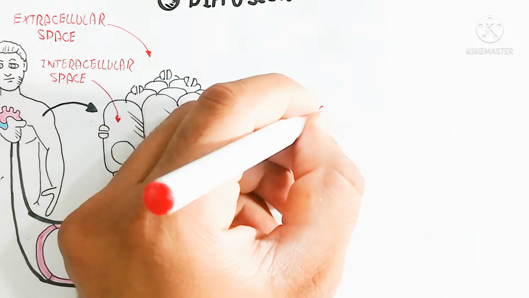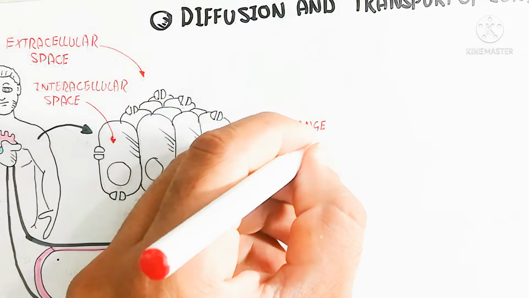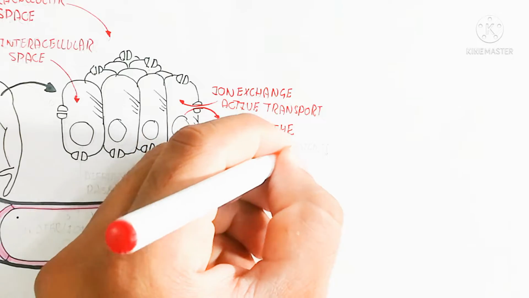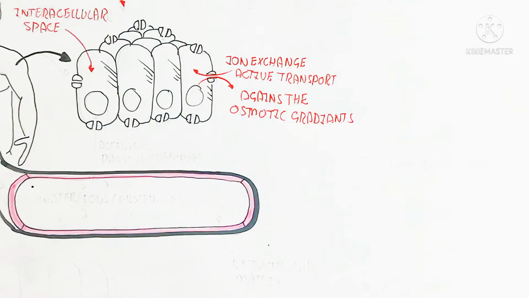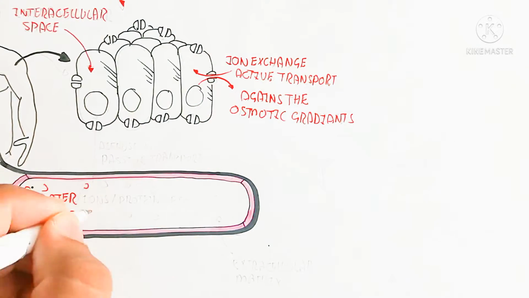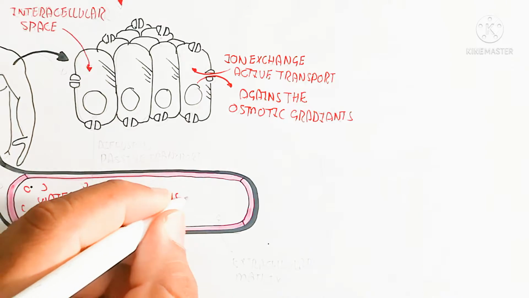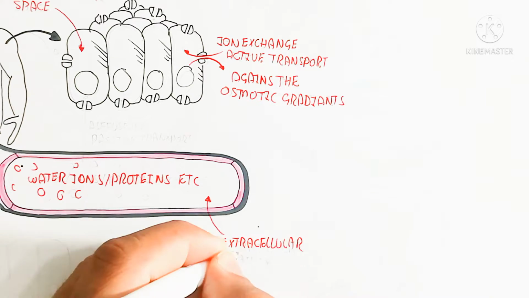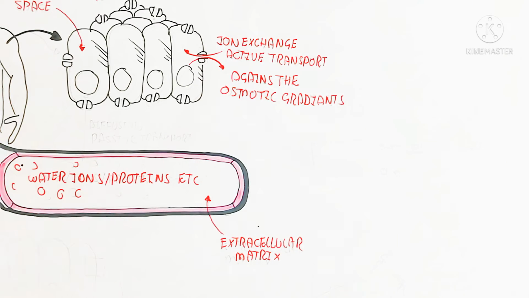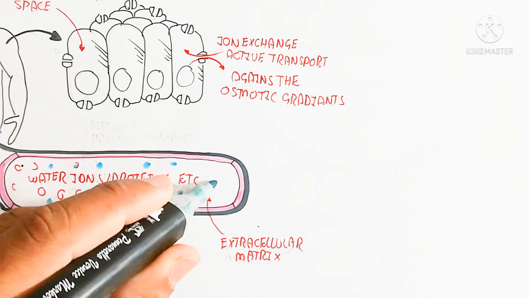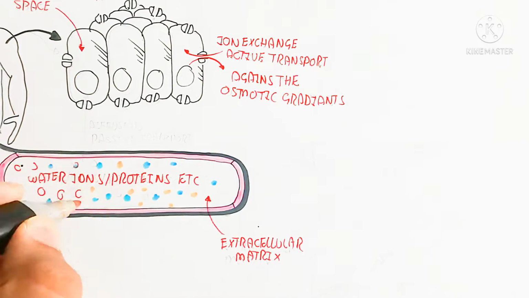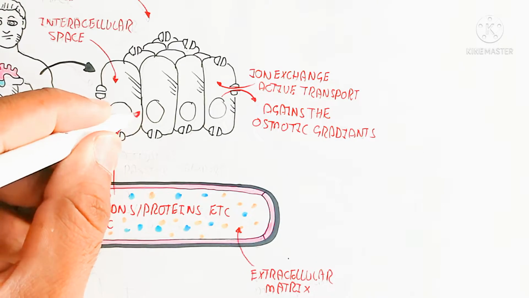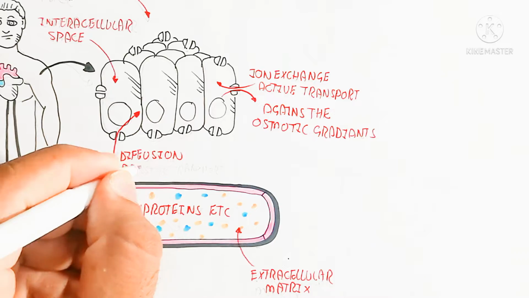Intra means inside. Here, ion exchange through ATP usage is known as active transport, the expenditure of ATP against the osmotic gradient. That is why, for example, sodium potassium exchange occurs during the nerve impulse. The extracellular fluid contains blood, which contains water, ions, protein, and other things, which lead to homeostasis. When the cell requires potassium, the potassium can move inside the cell through diffusion, for example.